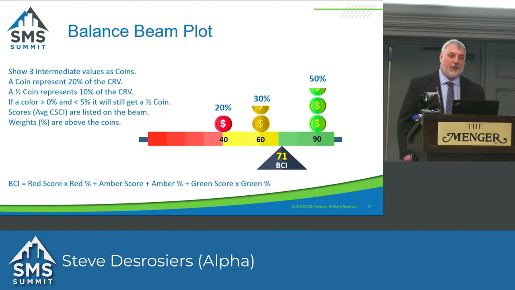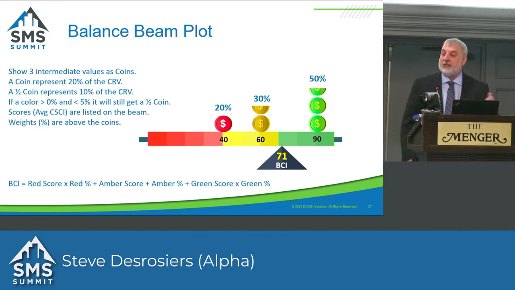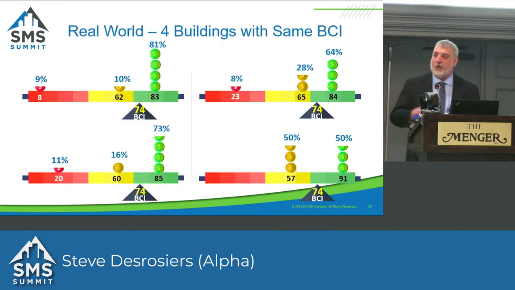Now, to make it simple, and because you can't go to Excel and make a plot like this, for right now, we rounded the coins. 1 full coin is 20%, half a coin is 10%, and we rounded. And sometimes you may see 5.5 coins in our display, but when we get this programmed, you'll have slivers of coins, so it'll be easier. So what does this look like for 4 real-world buildings that all have the same BCI?